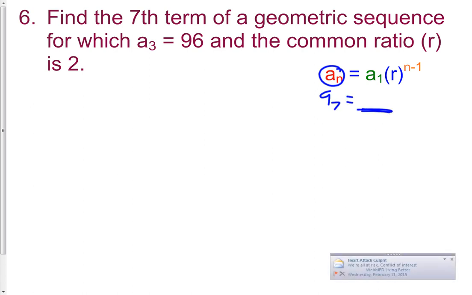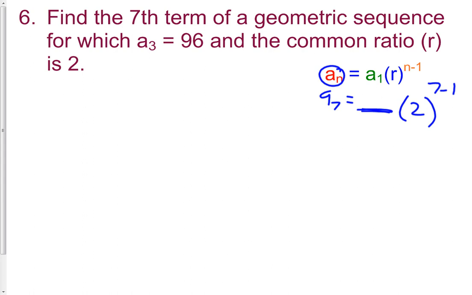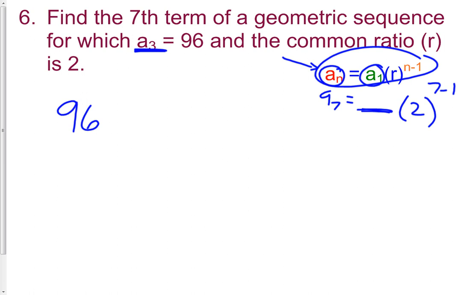You know the common ratio is 2, and then n minus 1 is the number of terms, so that would be 7 minus 1. I can't do this, though, until I first find the value of a sub 1. I know a sub 3, but I do not know a sub 1. So here's what I can do. If I know that a sub 3 is 96, let's call that a sub n right now. The value of my last term, or the value of my third term, is 96.